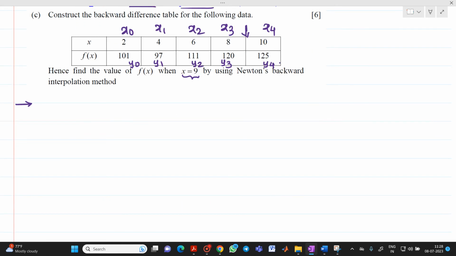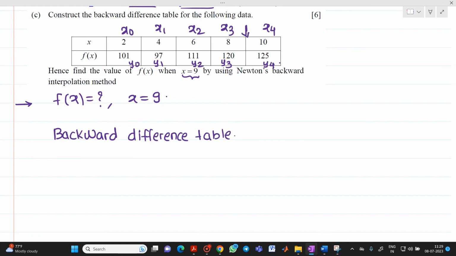So what we have to find out is the value of f of x when x equals 9. So we have to construct, okay, I will write it as first. Here we have to construct the backward difference table. So, backward difference table.